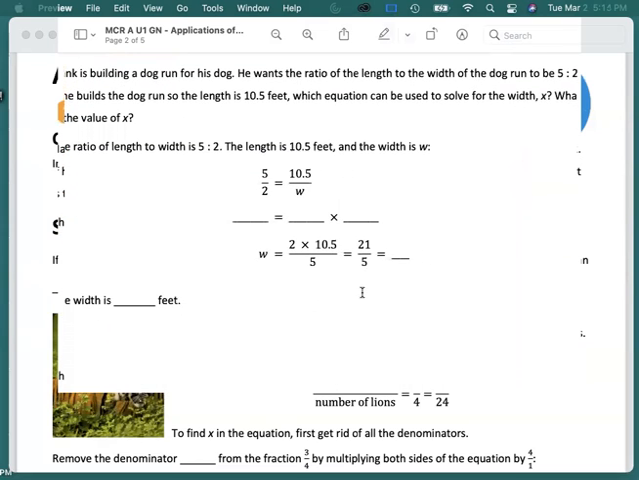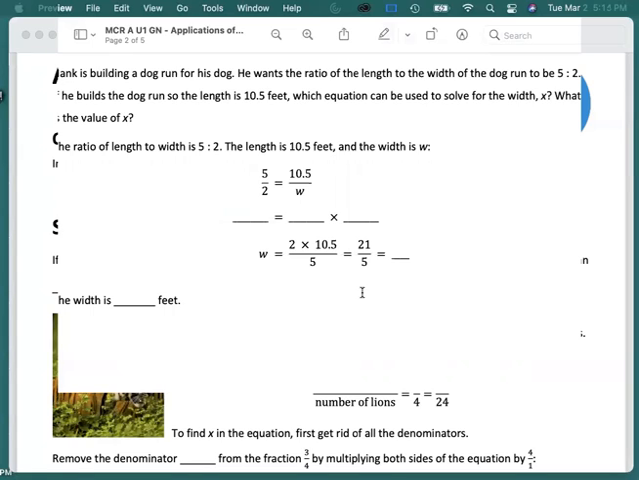Here is another example. Hank is building a dog run for his dog. He wants the ratio of the length to the width. So length is going to go on top, width is going to go on bottom to be 5 to 2. So the length is 5, the width is 2. If he builds the dog run so the length is 10.5, so we put 10.5 on top for length. Which equation can be used to solve for the width?